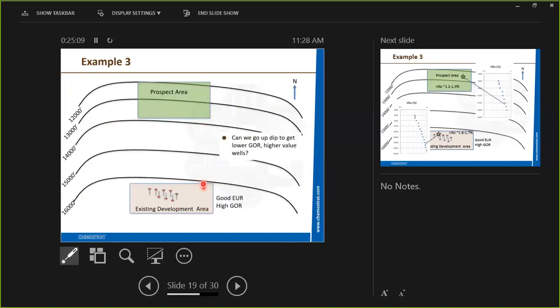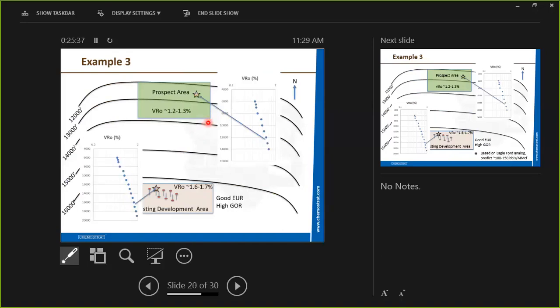And the idea is, can we go up dip? This is perhaps a stronger pull whenever oil is a higher price, so there's a big difference between oil and gas. This is organic rich source rock, we've got some good indications here. Can we go up dip and get a higher value well where you've got a lower GOR, more oil cut? Okay. So before we go in there, we'll really do our homework.